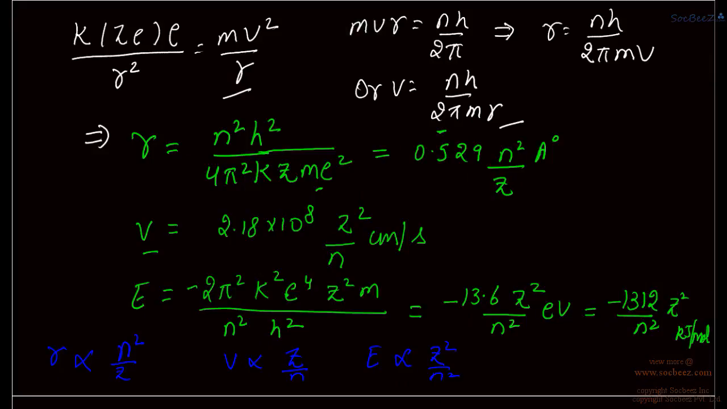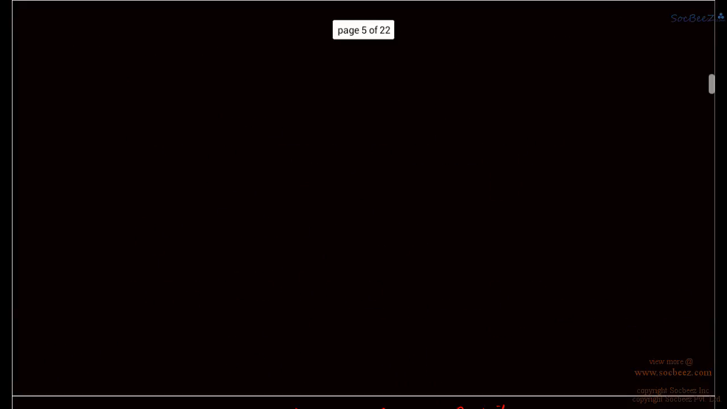Okay. So if we put all of these expressions into the expression of wave number, we get the value of R_H, that is the Rydberg constant, as 2π²me⁴k²/h³c. After putting in all the constants, we get the value of R as 109737 per centimeter.